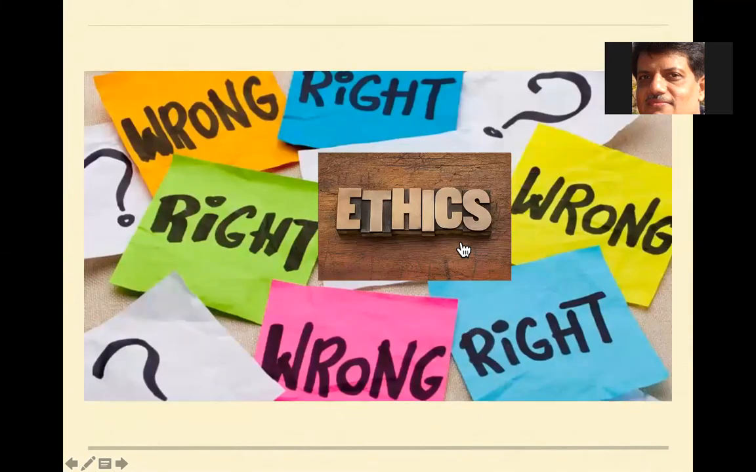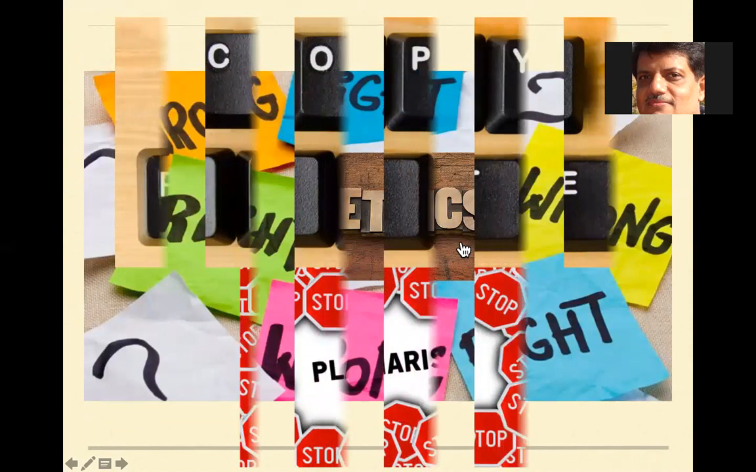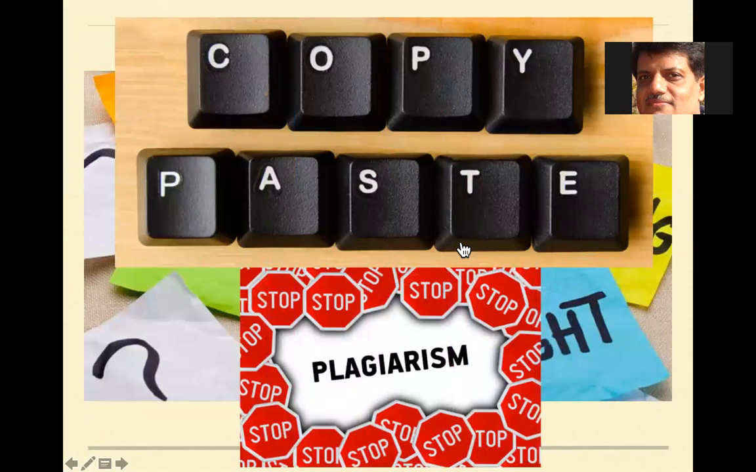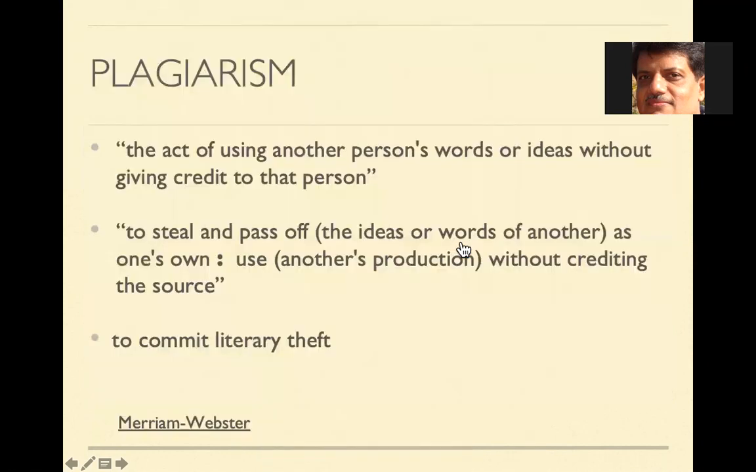Coming to the topic of today, that is, what is right, what is wrong, or what is ethics. I'll be speaking on the definition of plagiarism for 2-3 minutes, and then we'll talk about the UGC regulation. As you all know, plagiarism is the act of using another person's words or ideas without giving credit to that person, to steal and pass off the ideas or words of another as one's own, to use another's production without crediting the source, and to commit literary theft. So it is as serious as theft, but this is literary, or academic, theft.